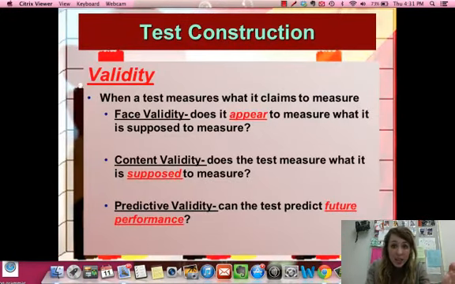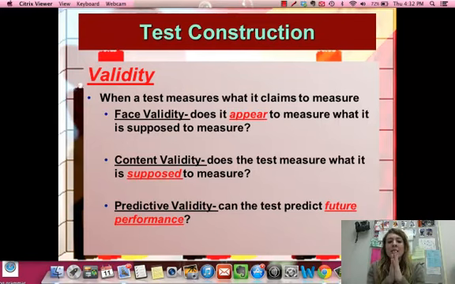Okay, so validity is another thing you need, right? Validity is if the test is valid. Does it measure what it's supposed to measure? If I give you a test in AP Psych and AP Chem, my test is not valid. It doesn't measure your AP Psych knowledge. It's not fair. So there's 3 types of validity.